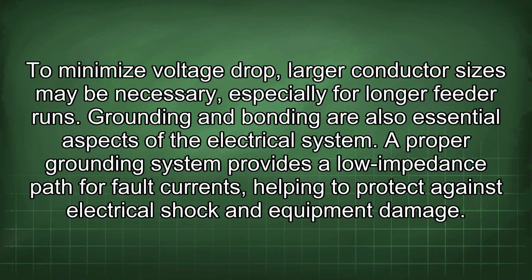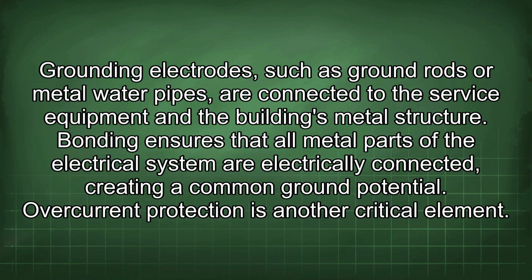Grounding and bonding are also essential aspects of the electrical system. A proper grounding system provides a low impedance path for fault currents, helping to protect against electrical shock and equipment damage. Grounding electrodes, such as ground rods or metal water pipes, are connected to the service equipment and the building's metal structure. Bonding ensures that all metal parts of the electrical system are electrically connected, creating a common ground potential.